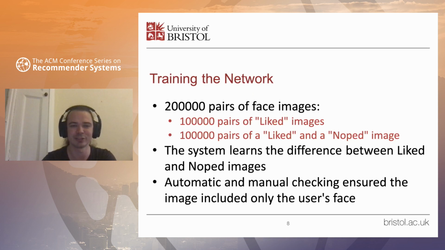We trained using 200,000 pairs of face images, alternately a pair of liked images and then a liked image and a disliked image. And as I said, the system learns the difference between these. It's worth saying at this point that our data set is very clean. We manually check each image to ensure that it contains only the face of the user posting the image, so there are no group photos, no photos with friends. We also used automatic face detection to ensure that all of the photos in our data set did contain a person and weren't just photos of mountains or deserts or whatever people had decided to post.